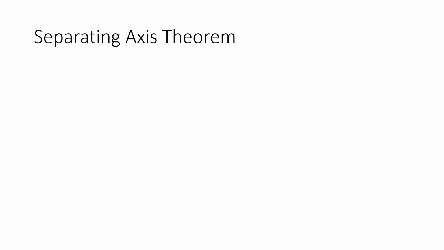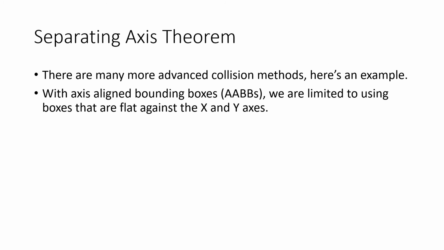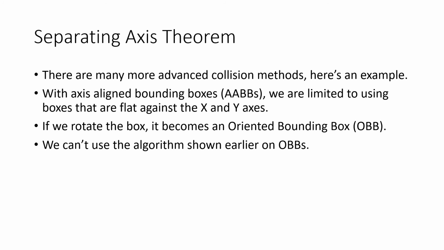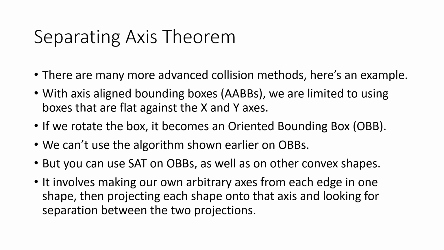And finally, just a very brief overview of the separating axis theorem, which I mentioned. Not going into detail about it, but it's just one example of an advanced collision method. So with AABBs, we're limited to using boxes that are flat against the x and y axes. And if we rotate the box, it becomes an oriented bounding box, OBB. With OBBs, you can't use that algorithm we showed earlier. Instead, you have to use the separating axis theorem. You can also use it on other convex shapes, not concave shapes though.